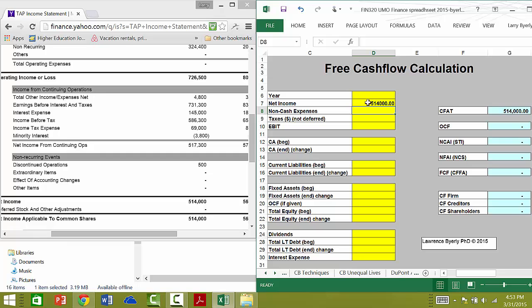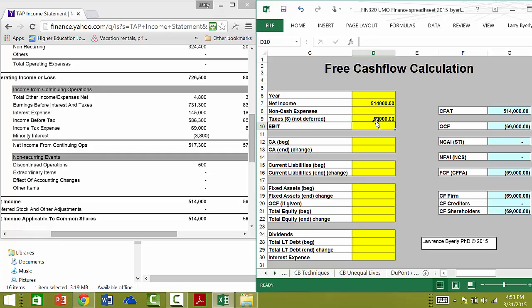All right. Non-cash expenses. So we're looking for things like depreciation. Well, depreciation isn't really found on the income statement. So we're going to have to find it here in a second when we go to the cash flow statement. So the next thing we need to know is something about taxes. Well, we can either calculate taxes or we can use the number that's provided. In this case, since it's provided to us, the income tax expense was $69,000.